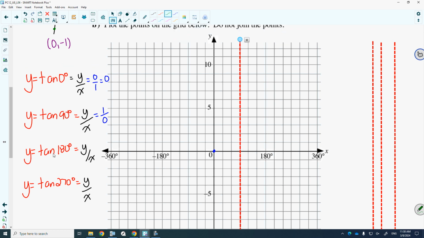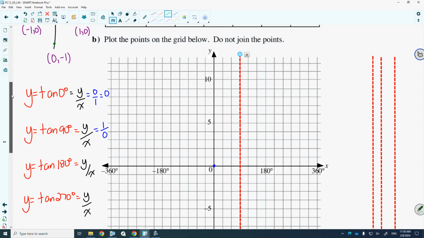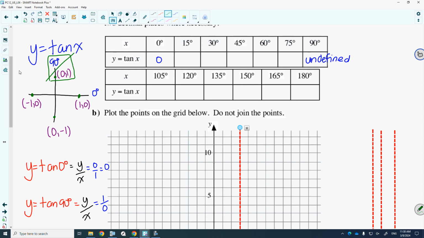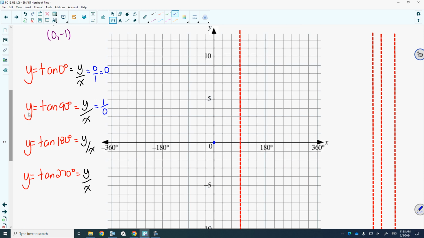Okay, let's figure out what y is equal to the tan of 180 would be. So at 180 degrees, tan is y divided by x, so 0 divided by negative 1. So at 180 degrees, 0 divided by negative 1 is 0. So again, at 180 degrees, we have an x-intercept.